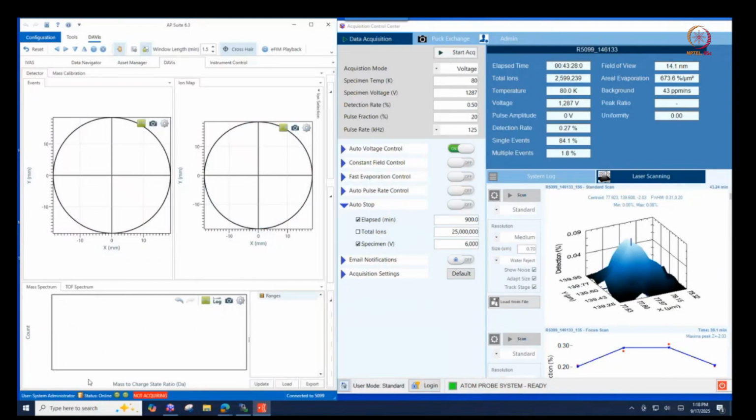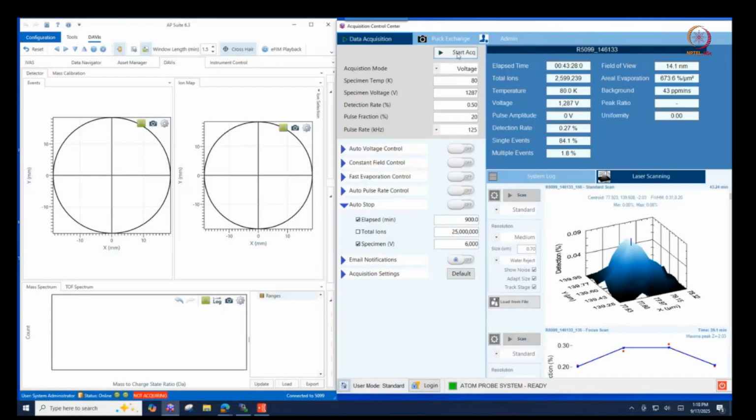And the right window is the main acquisition control window. You can see I have changed the mode of acquisition to voltage. Just below that, you can see various parameters of voltage mode: specimen temperature, specimen voltage, detection rate, pulse fraction, pulse rate. So initially, to get a feel of what all these windows show as we acquire, let us acquire some data.